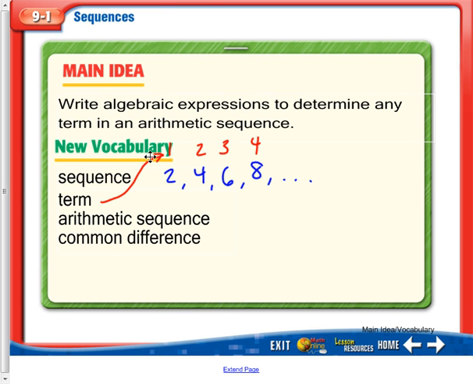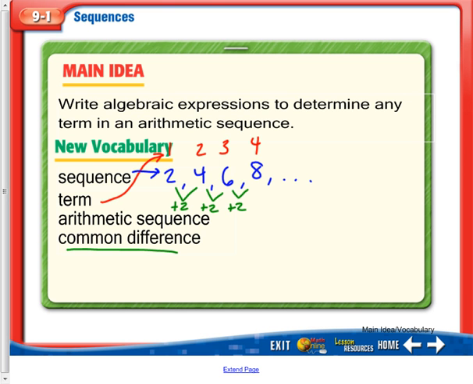So sequence would be what numbers are actually there. Term is what order they're in. Arithmetic sequence is just referring to the fact that they're adding. And then common difference refers to how much they're adding by. So here it's plus 2, plus 2, plus 2. So the common difference is 2.